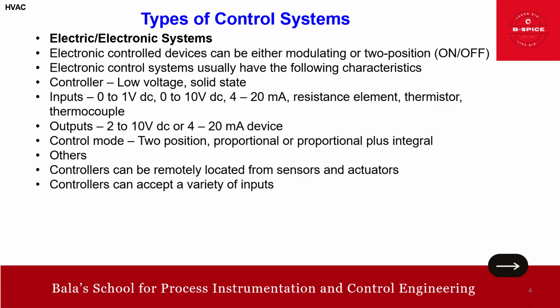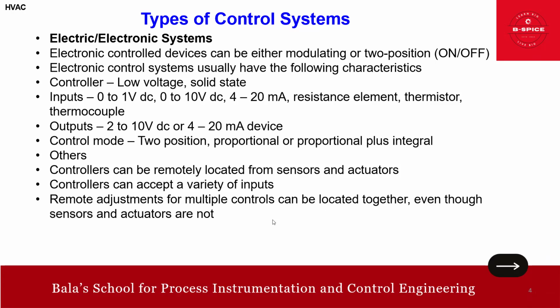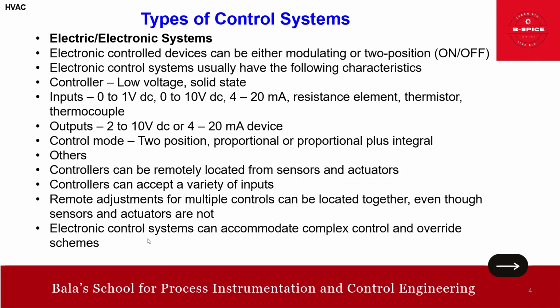Controllers can accept a variety of inputs. So remote adjustment for multiple controls can be located together, even though the sensors and actuators are not. Here I'm talking about the remote adjustment. So this is about the electronic. Electronic control can accommodate complex control and override schemes. These are some of the things. And of course, universal type outputs can interface many different actuators, right?